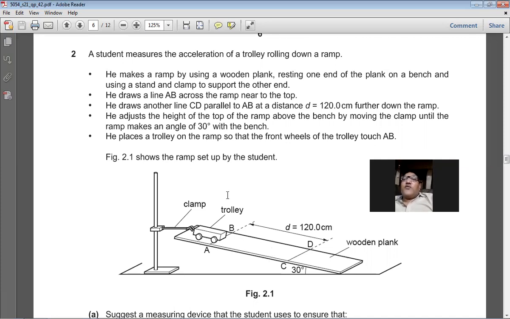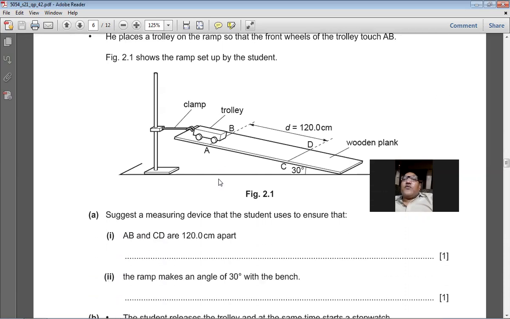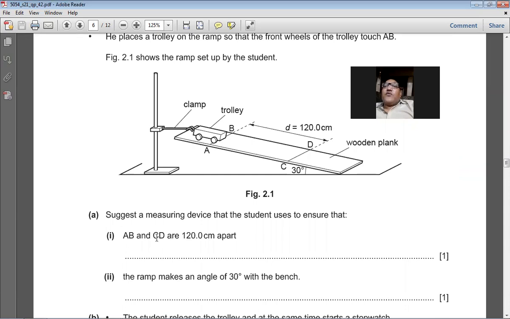Figure 2.1. The ramp set up by the student. Suggest a measuring device that the student uses to ensure that AB and CD are 120 centimeters apart. If you want to know that this distance is 120 centimeters, you can use a measuring tape. With the help of the measuring tape, we can find out this length of 120 centimeter.